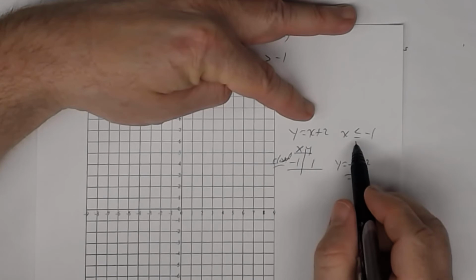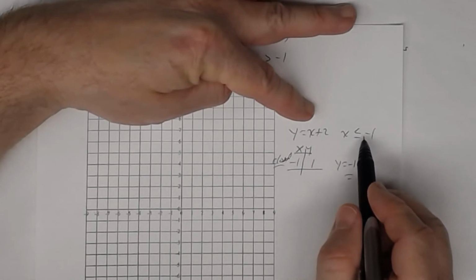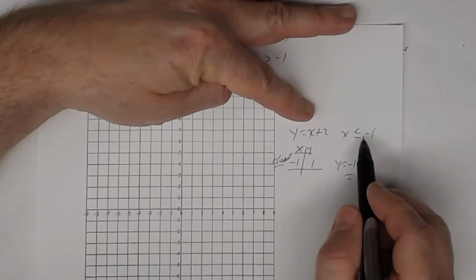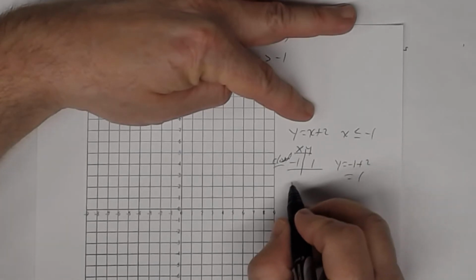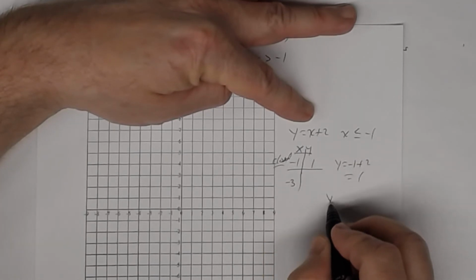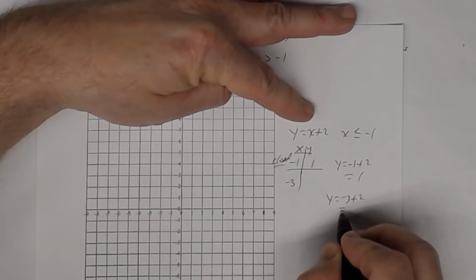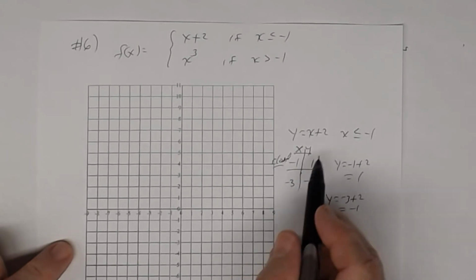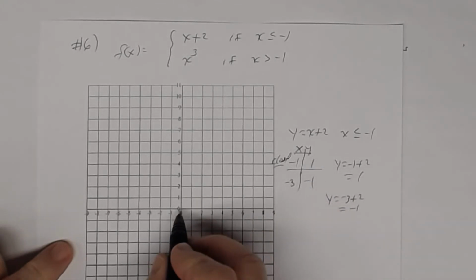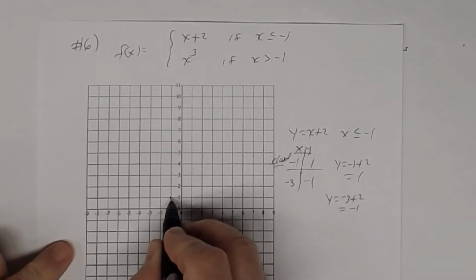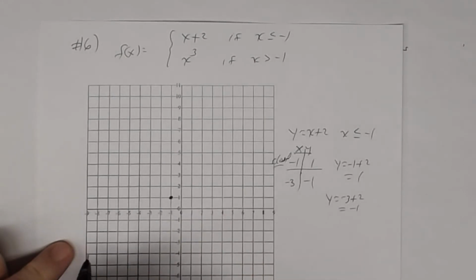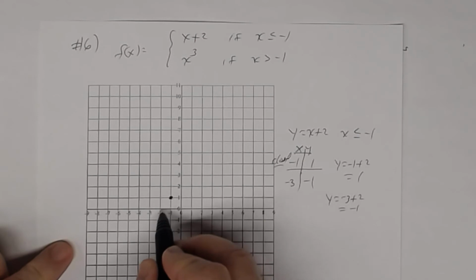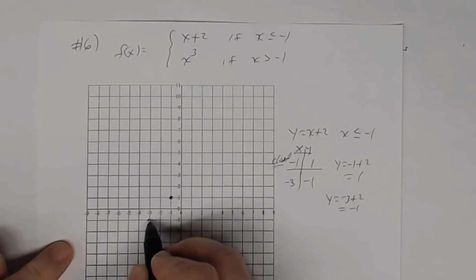All right, and I need one more value of x. So if x is, let's say, give me a value that's less than or equal to negative 1. So let's say negative 3, right? So if x is negative 3, I get y equal negative 3 plus 2, which is negative 1. So now let's plot those 2 points. So negative 1, 1 is right here, closed circle. So put a dot, right? And negative 3, negative 1 is right here, okay?